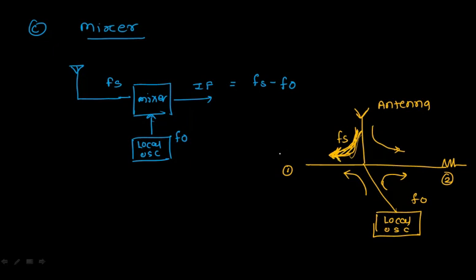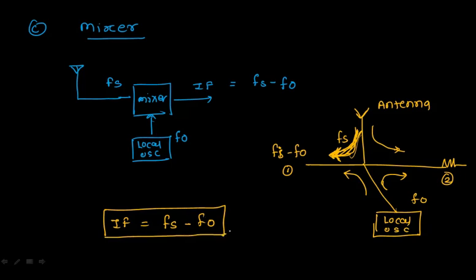So here whatever is received is nothing but Fs minus F0. So I can say your IF will be received, and the Magic T works as a mixer because it gives you the difference of those two frequencies. Normally the local oscillator frequency is lower and this frequency is higher, so the lower frequency gets subtracted from the higher frequency. So these are the applications of your Magic T.